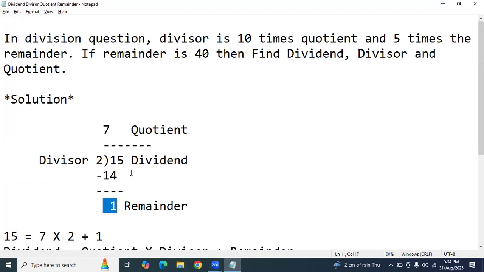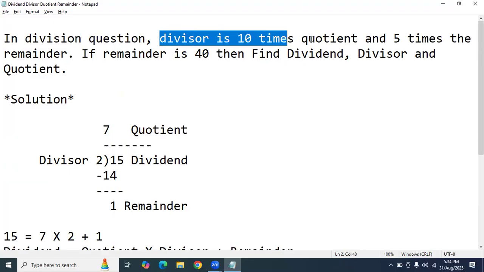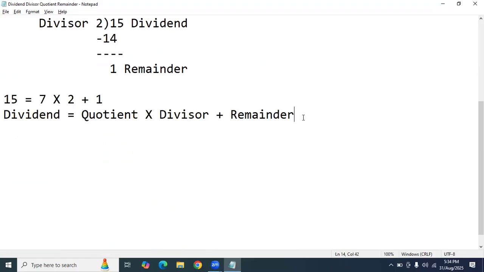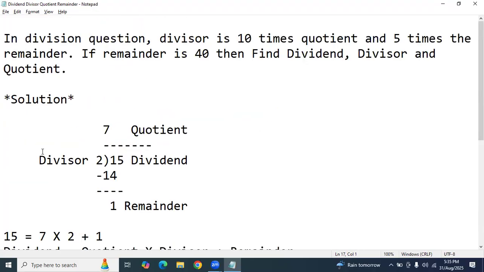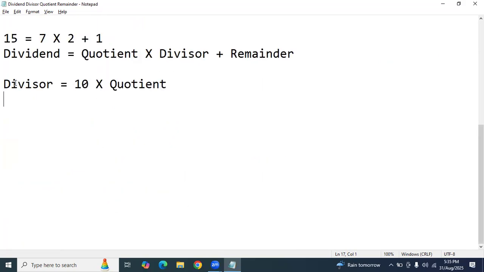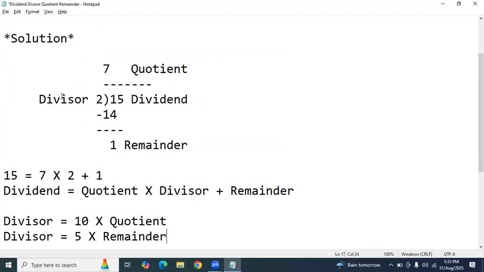So let's look at the problem now. Divisor is 10 times the quotient. Let's represent the things in equation format. Divisor is 10 times the quotient, and divisor is also 5 times the remainder. That's 10 times the quotient and 5 times the remainder.